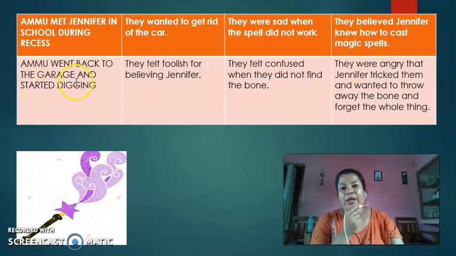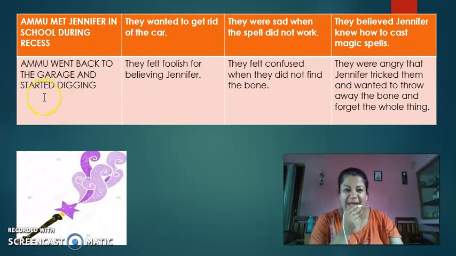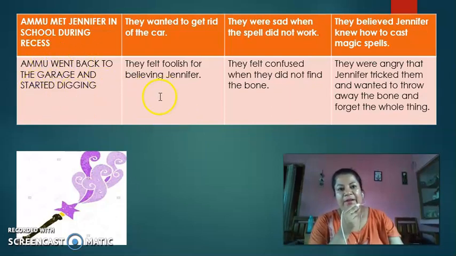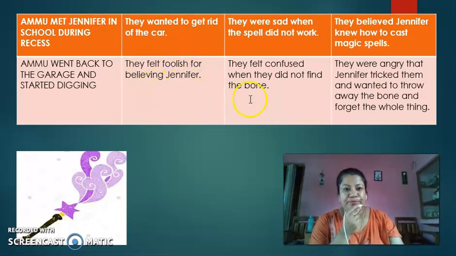Now Ammu went back to the garage and started digging. This is the last part, after the whole plan fails and Jennifer laughs at them. After he started digging, they felt foolish. If you notice over here, they felt foolish for believing Jennifer. As soon as they went back home, do you remember, they called Jennifer and told her that the father met with an accident and that the spell did not work, and she tells them, oh, you silly guys, did you really believe me? Then they felt foolish for believing her.